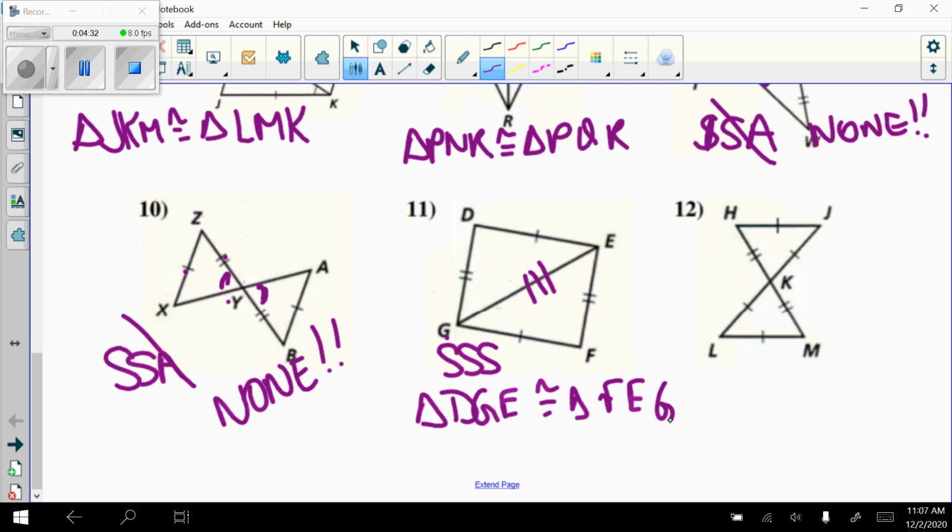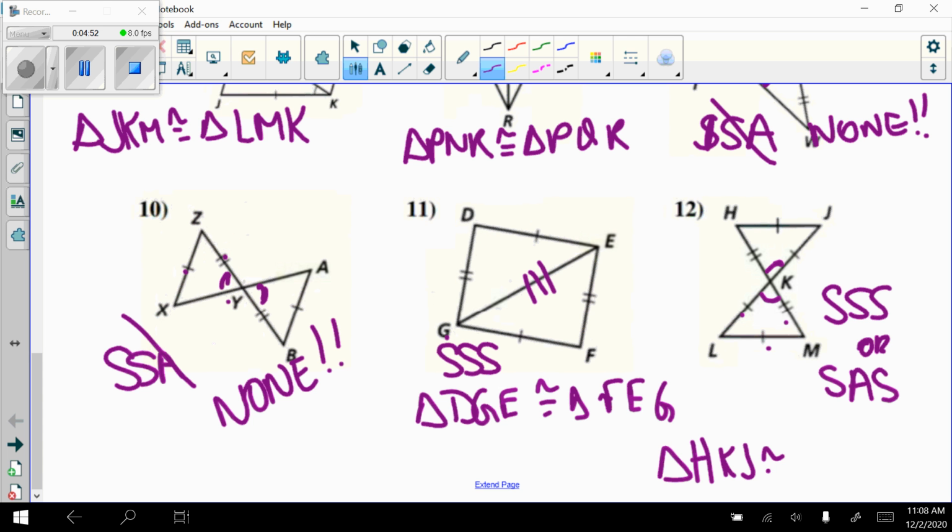And let's see, this next one, I have a side, a side. So this is an SSS, but this one also, or because I've got vertical angles, it's a SAS. Either one of those would have worked here. Okay. So this one, I would say triangle HKJ is congruent to triangle MKL.